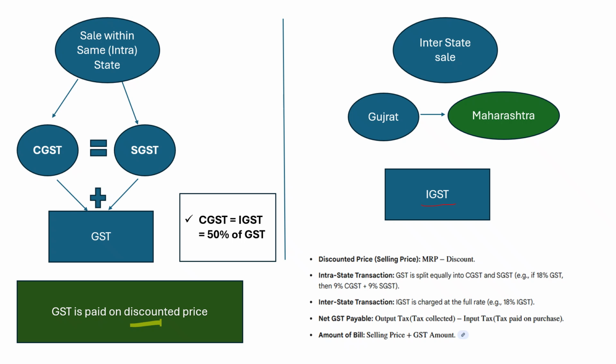Now you have to remember all the formulas. The tax is always calculated on discounted price. Intrastate, it is split between CGST and SGST. It is 50% of GST. Interstate, IGST. Net GST payable is output. This concept I will tell you later on. Amount of bill is selling price plus your GST. Selling price is the after-discount price.